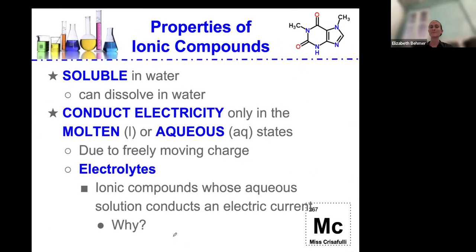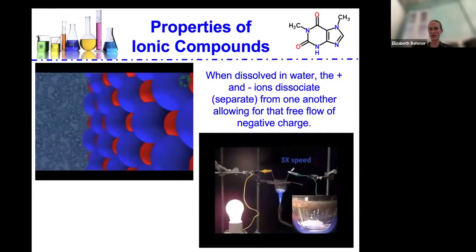More properties, they're soluble in water, so they can dissolve easily, just as if you were to put table salt in water. They can conduct electricity, but only in molten or aqueous states due to freely moving charges and due to electrolytes. Ionic compounds whose aqueous solution conducts an electric current, and why? We'll talk about that now.